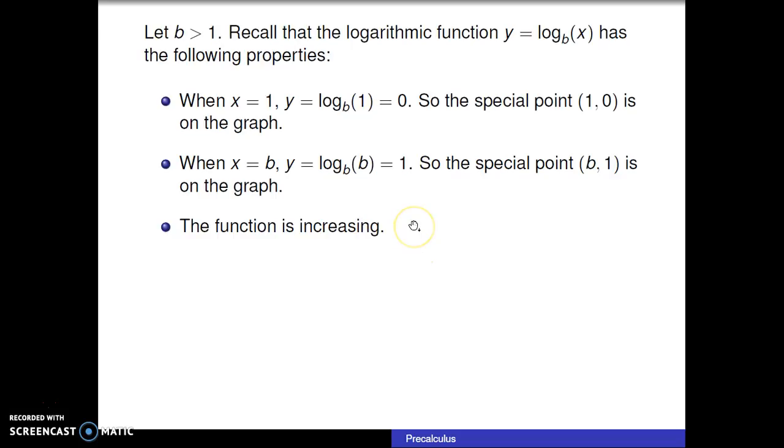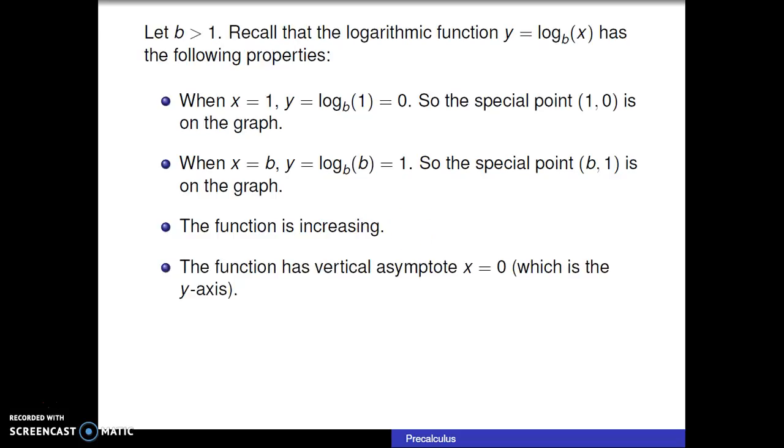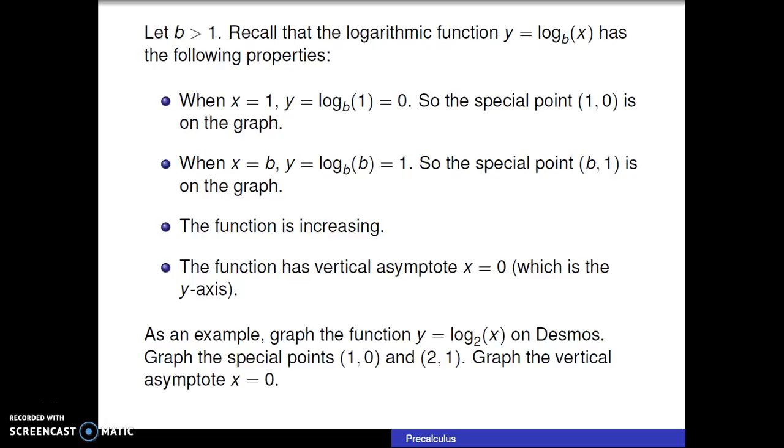The function is increasing. It goes up as you go from left to right. And the function has a vertical asymptote x equals 0, which is the y-axis. As an example, graph this log base 2 of x on Desmos. Also graph the special points (1, 0) and (b, 1). So b is the base of the logarithm, so it's 2. For this function, that's (2, 1). And graph the vertical asymptote x equals 0 to see how all of these things work together. I'll give you a moment to do that.